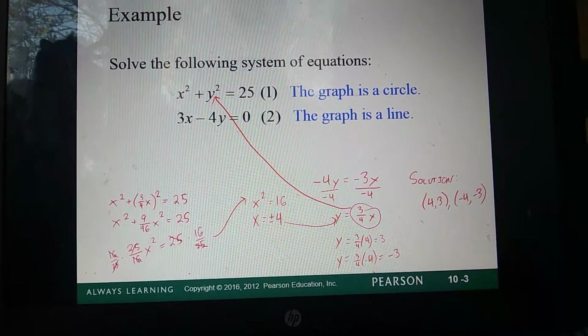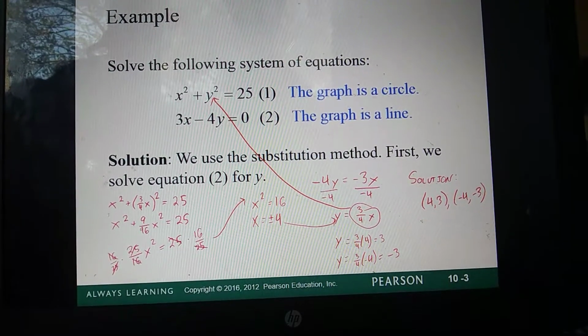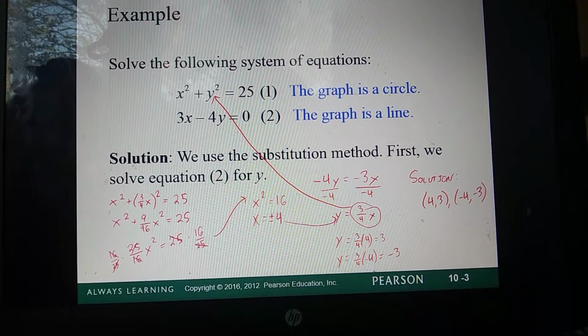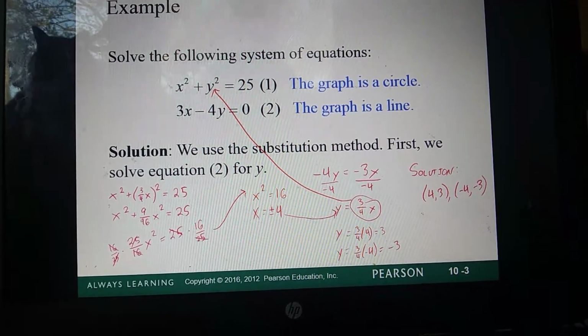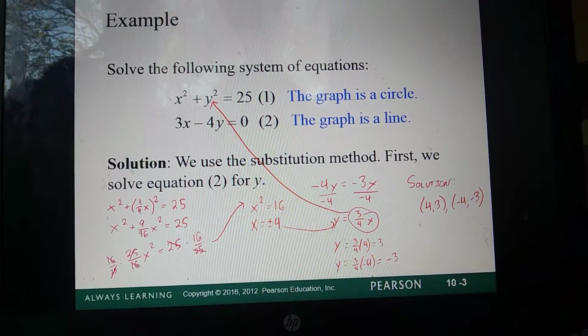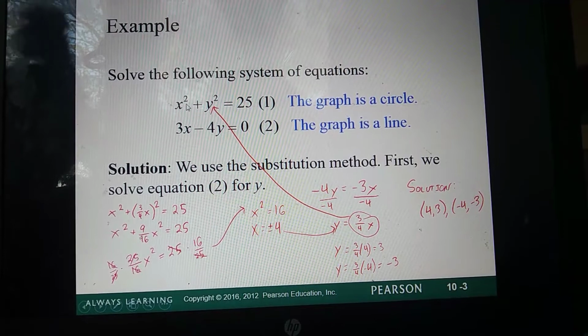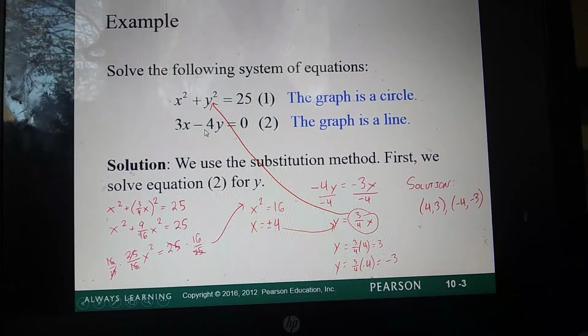Some of the problems are like going back to how you learned how to solve systems of equations. You're going to find some methods are easier than others. This particular problem, it's easiest to solve it by substitution because you have this one with the squareds here, and then you have this one that's linear.